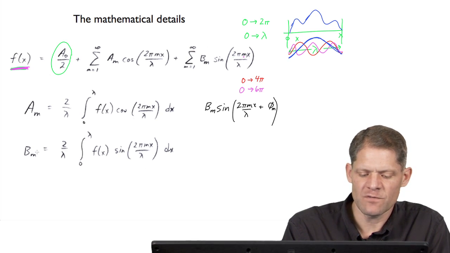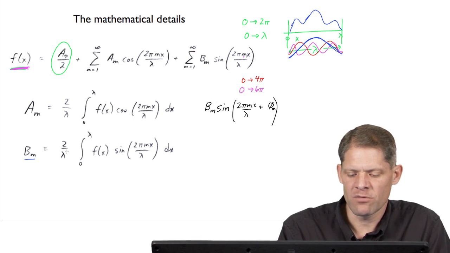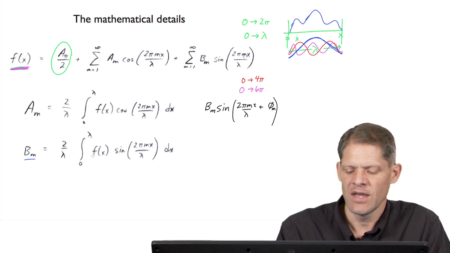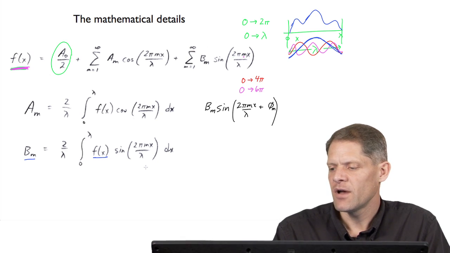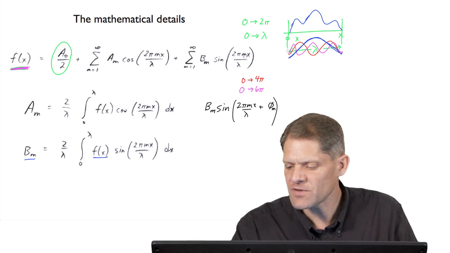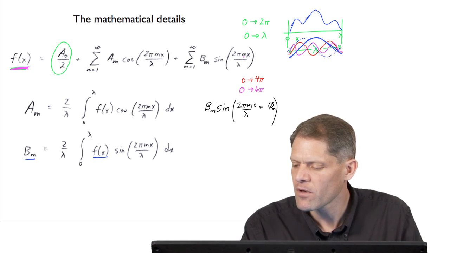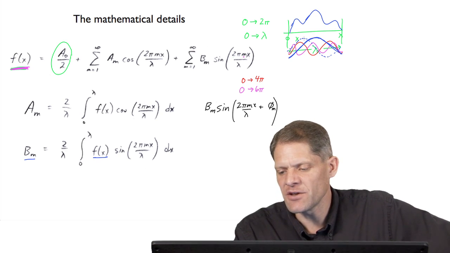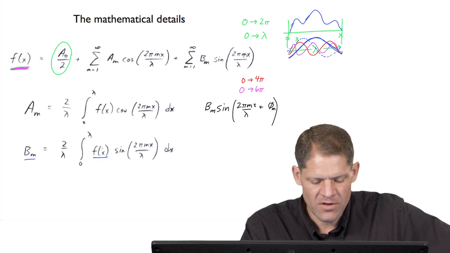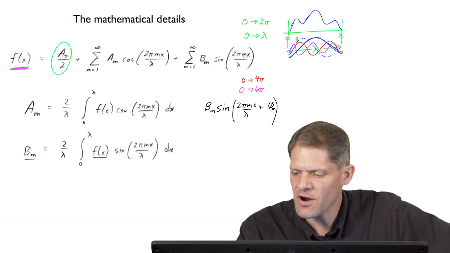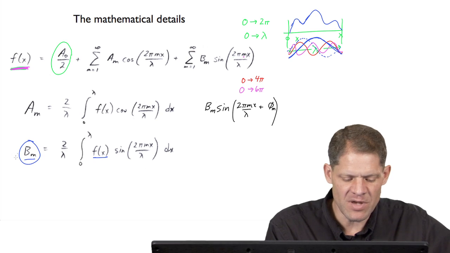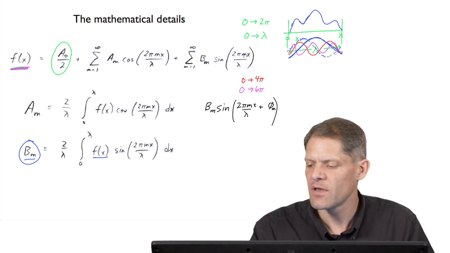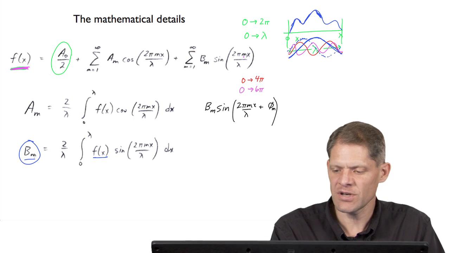Similarly, you can find the coefficients B sub m as 2 over wavelength, the normalization factor, times the integral from 0 to a wavelength again, of the original function f of x times the sine wave of interest. A sine wave is shifted relative to a cosine wave by 90 degrees, or pi over 2. This second integral is the product of the target function times a sine wave from 0 to 1 wavelength. This coefficient turns out to be how much of this sine wave is present in the original function that we're trying to reproduce, and that's its amplitude.